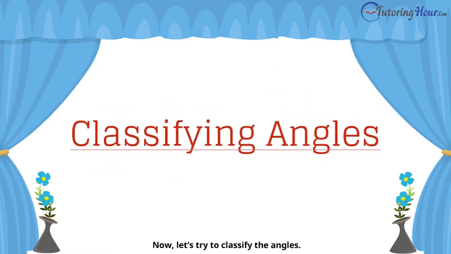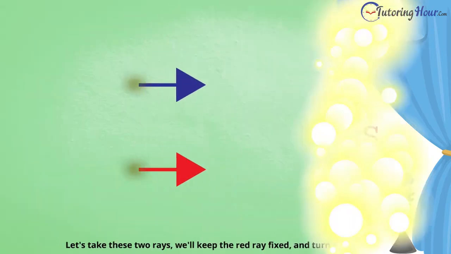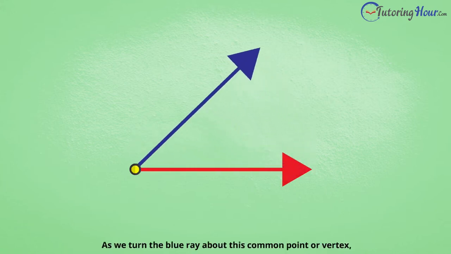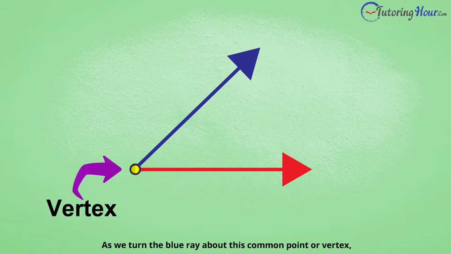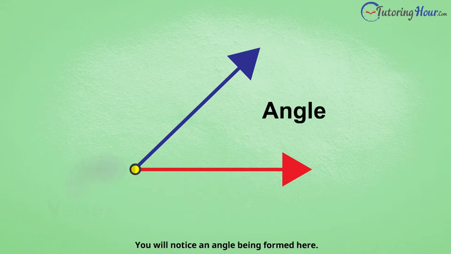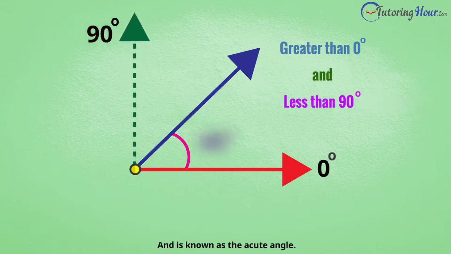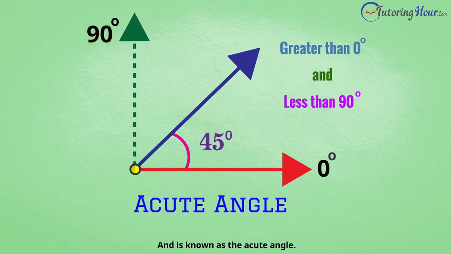Now, let's try to classify the angles. Let's take these two rays. We'll keep the red ray fixed and turn the blue one. As we turn the blue ray about this common point, or vertex, you will notice an angle being formed here. We'll draw an arc to represent it like this. The angle is greater than 0 degrees and less than 90 degrees, and is known as the acute angle.